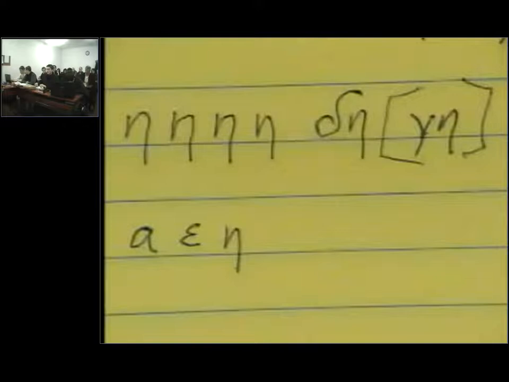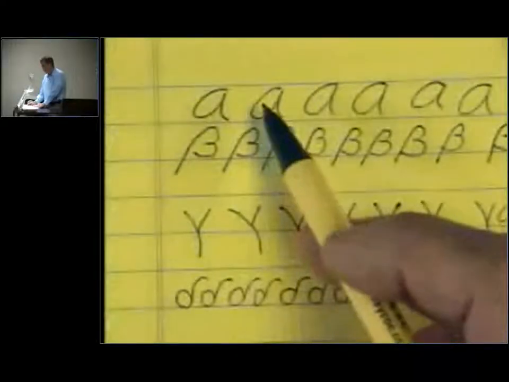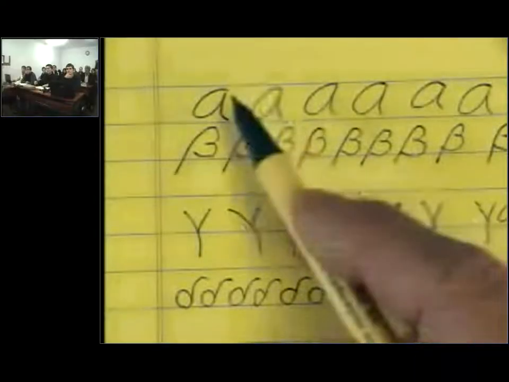Right, very good. This is New Testament Greek, and we are learning the letters of the alphabet. Now let's repeat the letters so far. When I point to them, you say them.